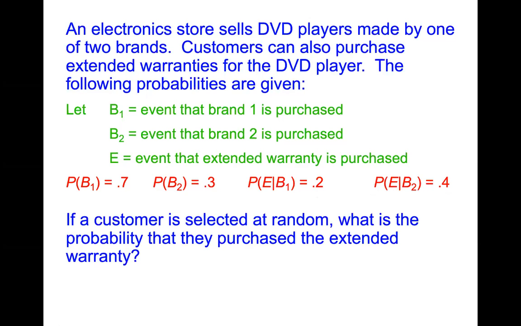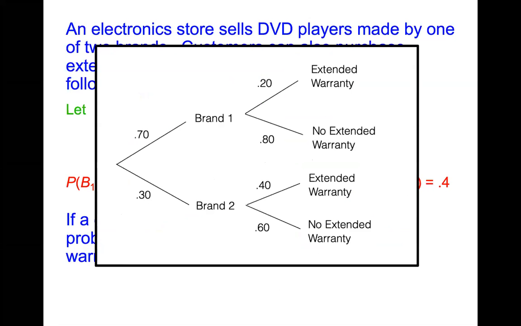And here's my hint: building a tree diagram for this one could be helpful. Okay, so this is how I would do it, and you guys can let me know what questions you have and where you got stuck, okay? So first thing I would do is set up a tree diagram, because there's a lot going on. There's what DVD player brand did you pick? Did you get the extended warranty or not? So this is my tree diagram, okay?